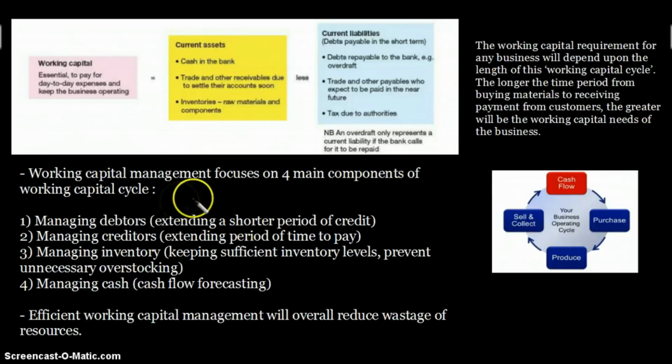Now, working capital management focuses on four main components of the working capital cycle: managing your debtors, creditors, inventory, and cash. When we say managing your debtors, you can extend a shorter period of credit, so you can collect your payment at an earlier stage, because of which your working capital cycle will reduce. You can manage your creditors by extending the period of time to pay, so the payment to suppliers could be made at a later date.